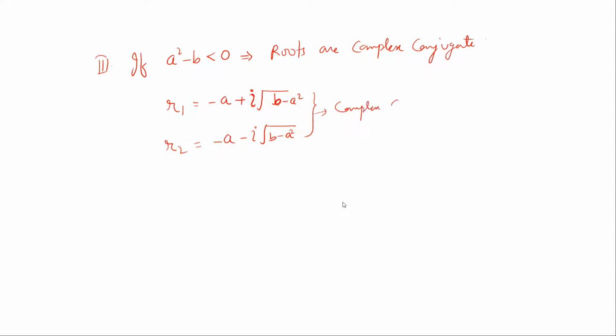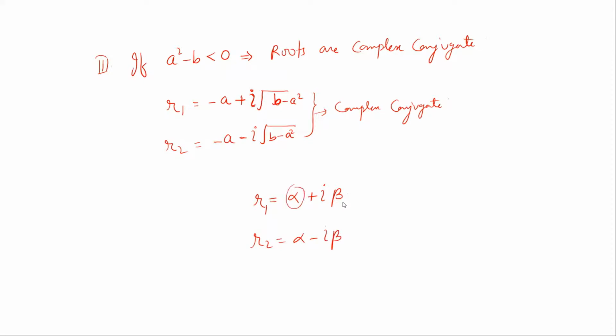Complex conjugate. We say complex conjugate when the sign of the imaginary number changes. Here it is plus and here it is minus. So therefore they are complex conjugates of each other, plus iota and minus iota. Now we may also refer to r1 as alpha plus iota beta and r2 as alpha minus iota beta.